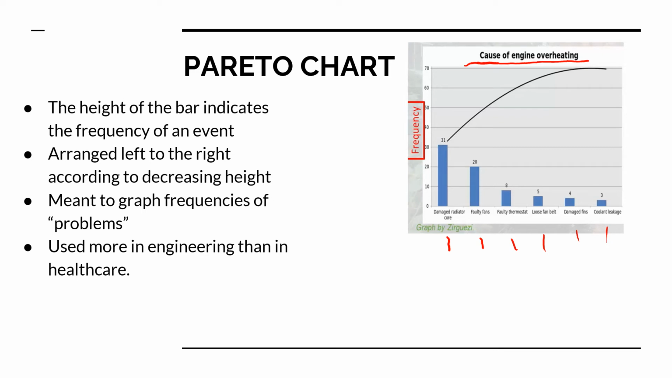And then over here, okay, this is the x-axis, sorry, let me write that here just so you guys know. All right, so the y-axis is where we put the frequency of each one of these different problems happening. So when your engine overheats, this is telling us that 31 times, in this overheating engine situation, it was because of the damaged radiator core, okay? And 20 times it was because of faulty fans, and 8 times it was because of faulty thermostat, and so on and so forth.